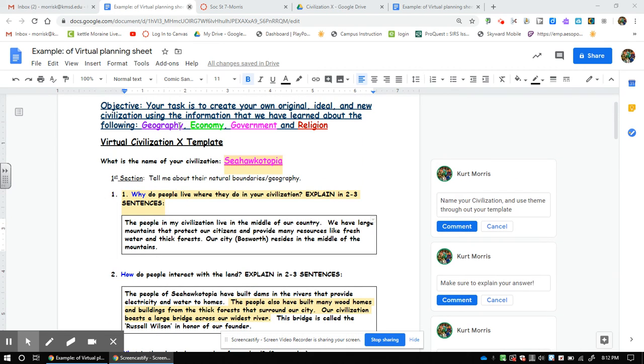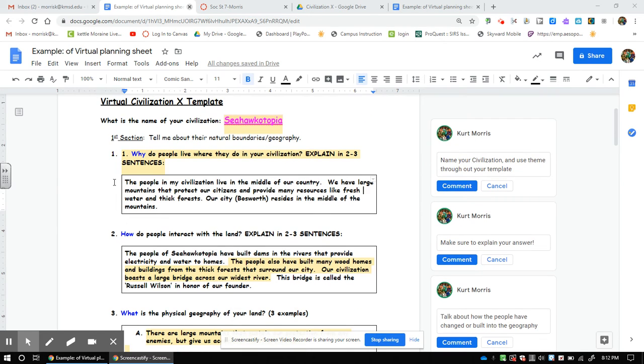You notice the geography core questions are the same ones we did when we did geography. The economy core questions, yep, you got it. Same with government and religion. Tie everything together and make sure it's detailed.